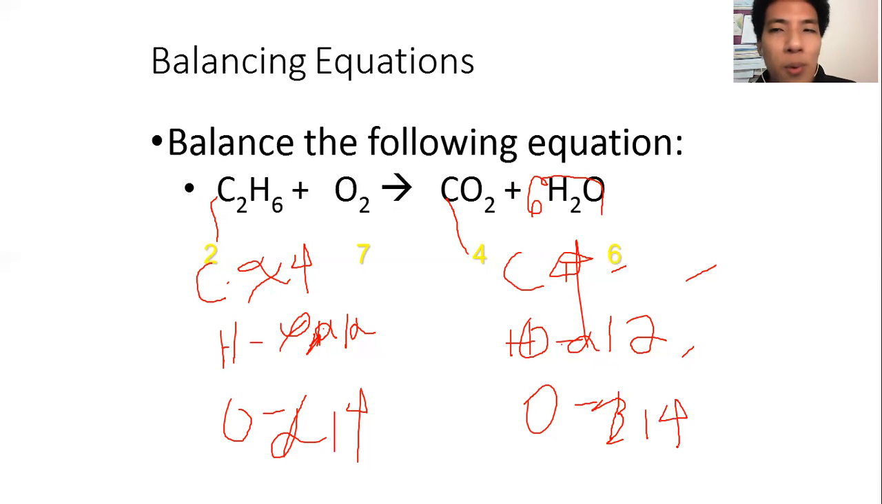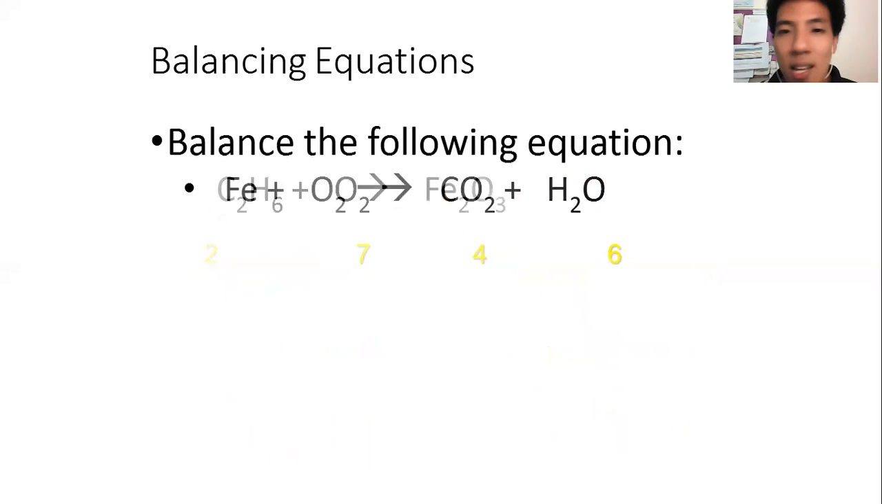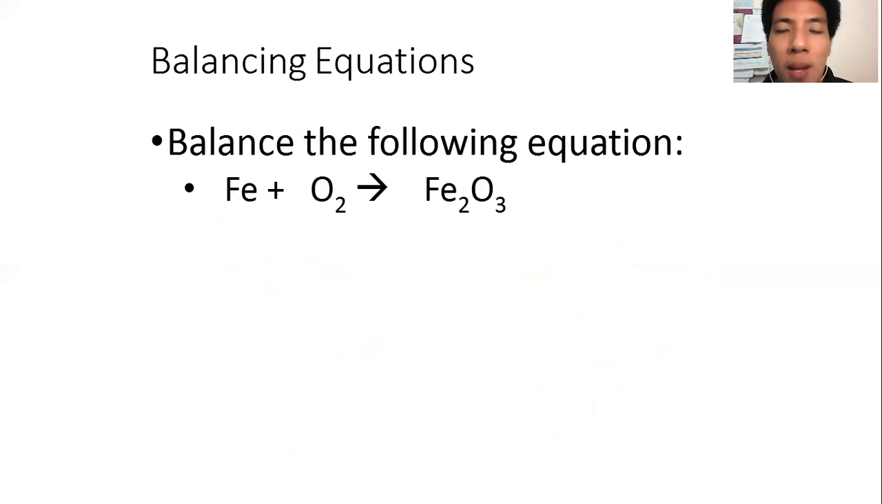Okay, so the tip that you can follow is you can always start with getting first the least number. Then you start with the metal. If there's no metal, you can proceed with the non-metal. And then after that, you can proceed with the hydrogen and oxygen. Next, balance the following equation. Fe plus O2 yields into Fe2O3, or iron plus oxygen yields into iron(III) oxide.